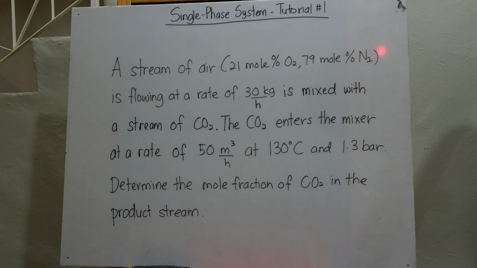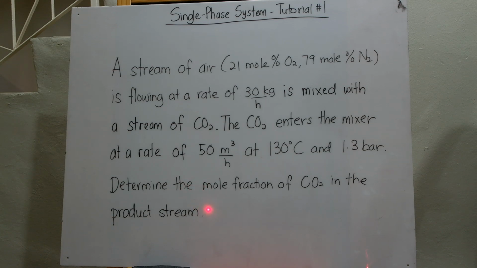So we have examples. This is the first example. Okay, let's look. What do we have here? We have a stream of air which contains 21 mole% of oxygen and 79 mole% of nitrogen, flowing at a rate of 30 kg per hour, mixed with a stream of carbon dioxide. The carbon dioxide enters the mixer at a rate of 50 meter cube per hour at 130 degrees C and 1.3 bar. Determine the mole fraction of CO2 in the product stream.